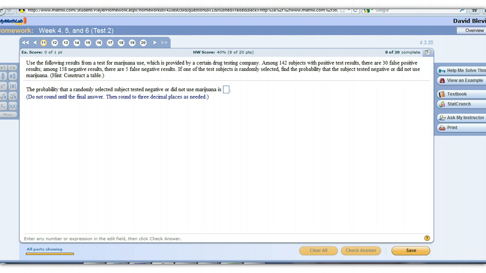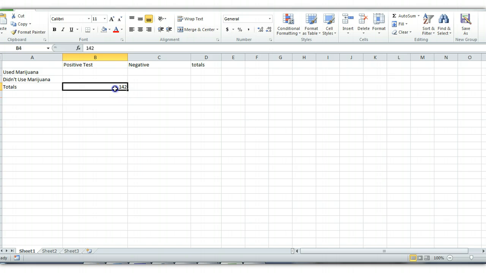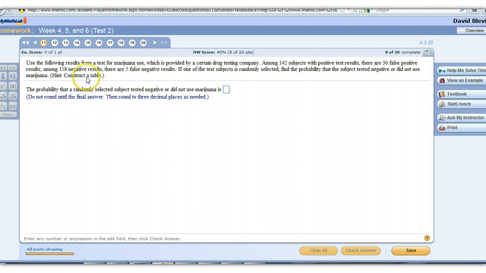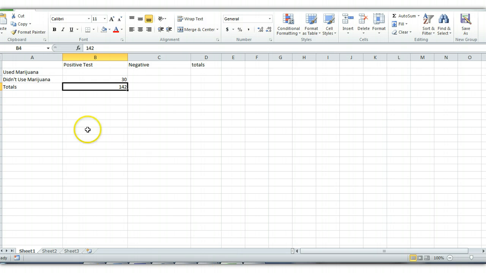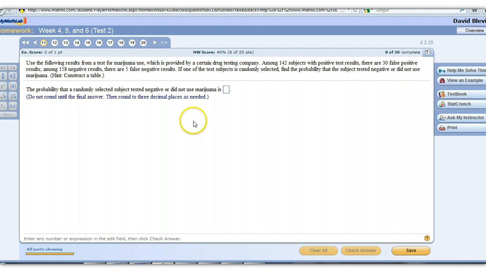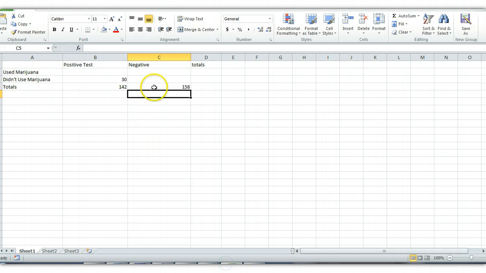30 were false positive. So out of these 142 that got a positive test, the false positives were the ones that didn't use marijuana. Alright, so 30 false positives. Among 158 negative results, so that means negative results, there was 158. Five were false negatives. So I used marijuana, it said I didn't. That's a false negative.